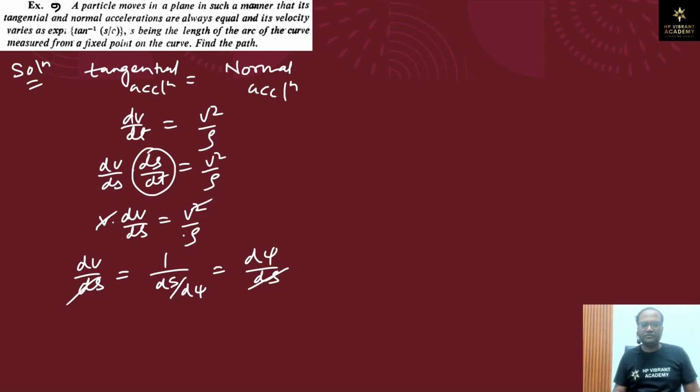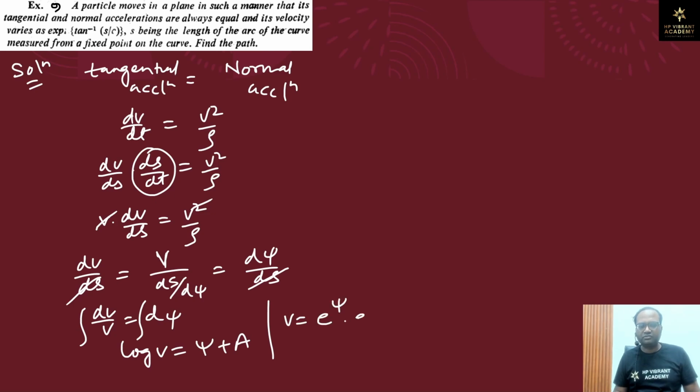And this is v now. V is also there now, v. So we have dv upon v is equal to d psi. Let us integrate this. So we have log of v is equal to psi plus a. So we have v is equal to e to the power psi times e to the power a. Let us take this as a dash. So v is equal to a e to the power psi.